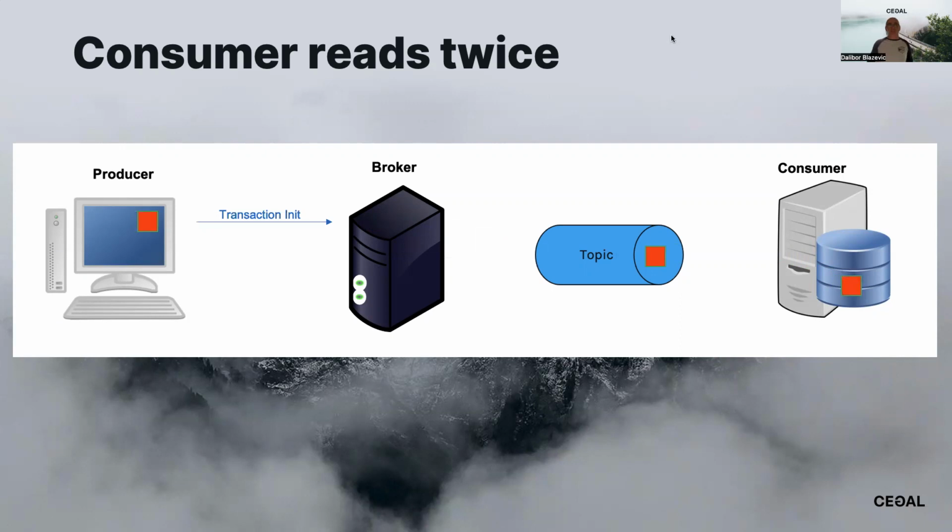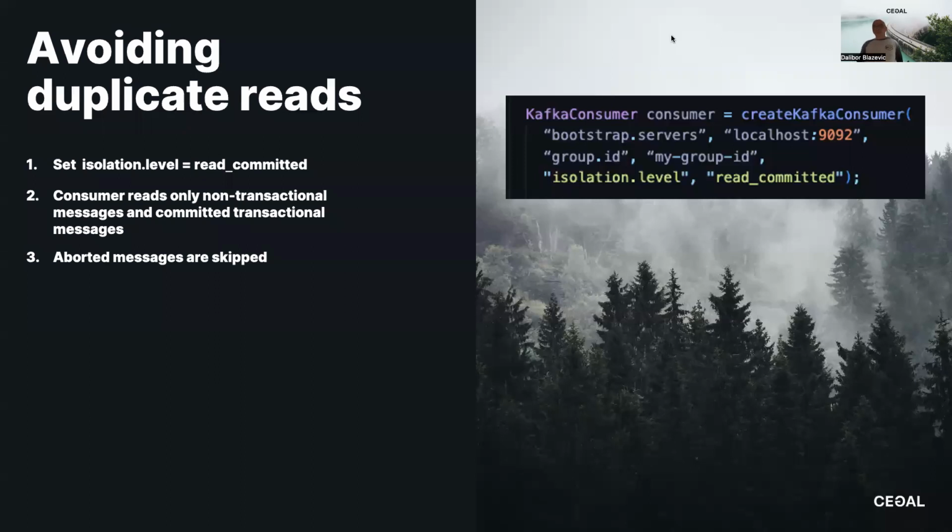And then the producer again sends a message within a transaction. This time, the message is marked as committed. All great, but the consumer again doesn't know about that, and we still have duplicate messages on the consumer side. So what can we do?